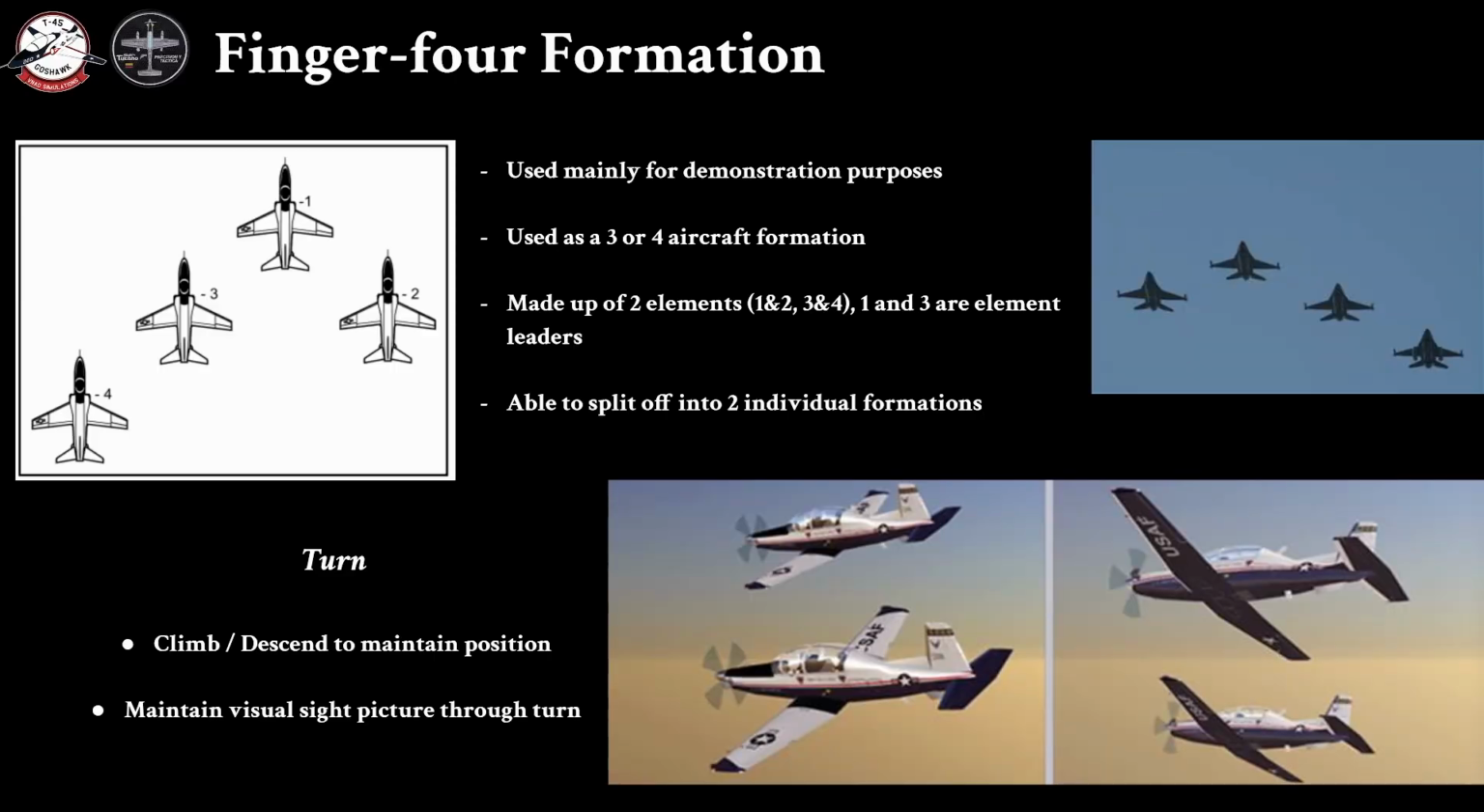So with finger four formations, this is the one that's easily broken up into elements, right? You have 1 and 2 on one element, and 3 and 4 on the other. So you have 1 lead, then 2 on one side, and 3 and 4 on the other. If you hold up your fingers, that's why it's called the finger four formation. The 4 fingers of your hand, middle finger being lead, your pointer finger being 2, and ring and pinky being 3 and 4. You can see how that looks very similar, right?